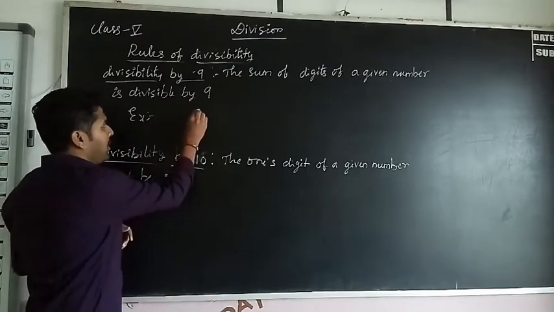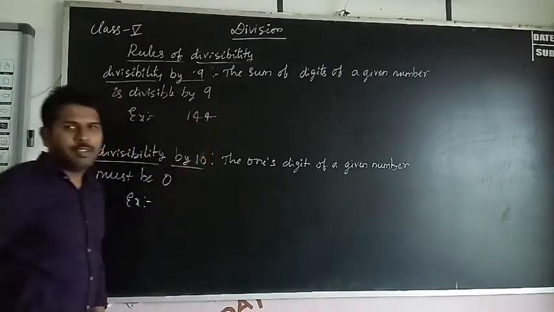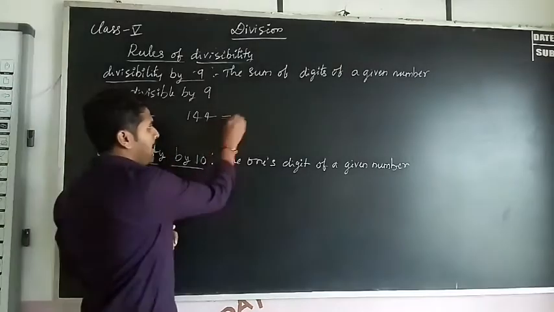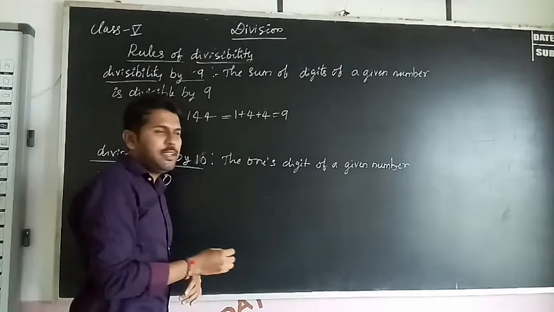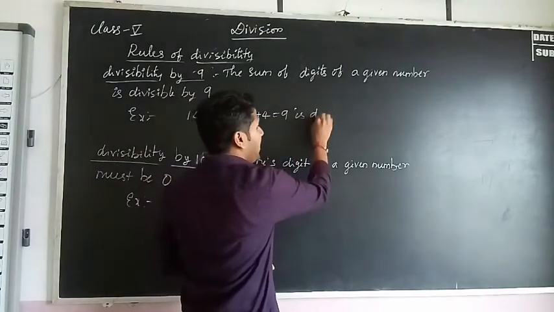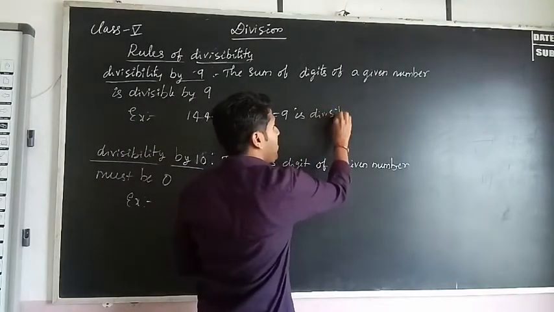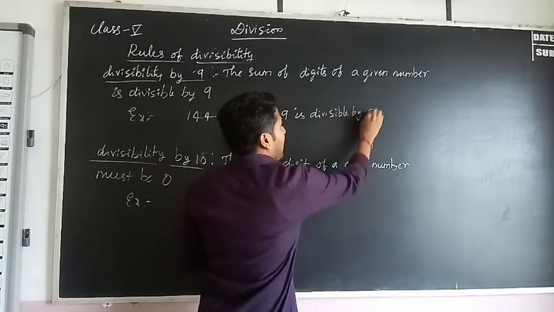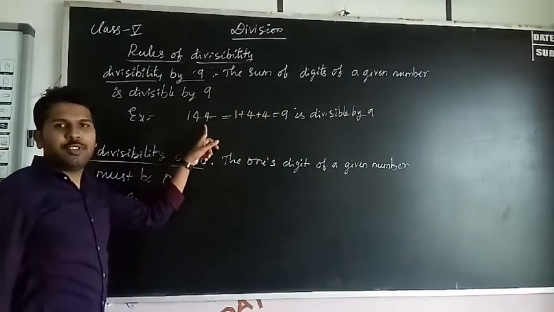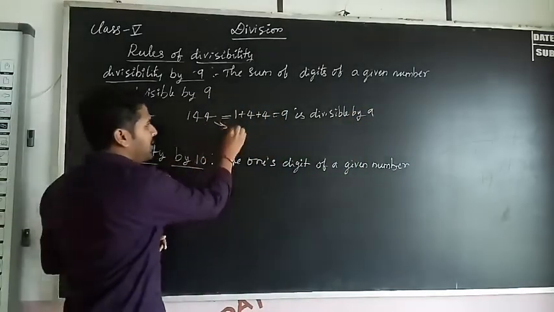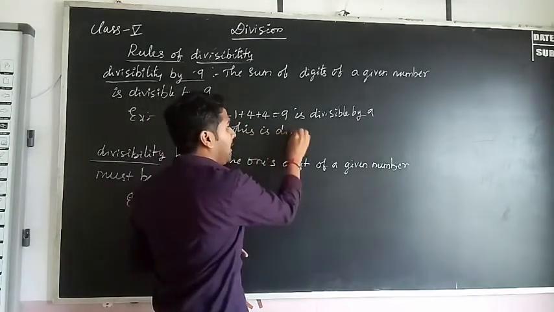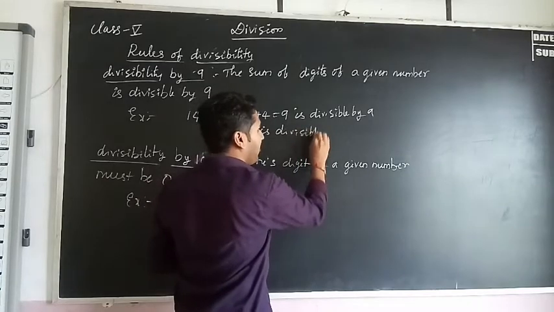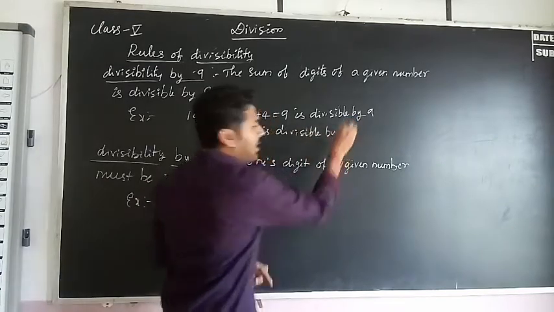So take 144. So add the digits, 1 plus 4 plus 4. So 9. So is 9 divisible by 9? That means this number is also divisible by 9. So this is divisible by 9. Okay. This is divisible by 9.